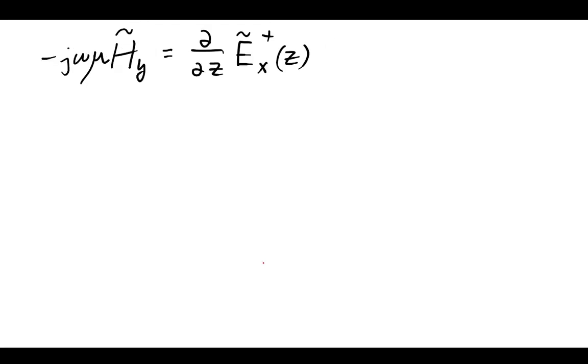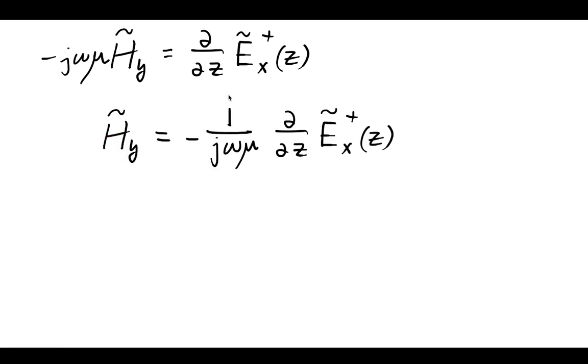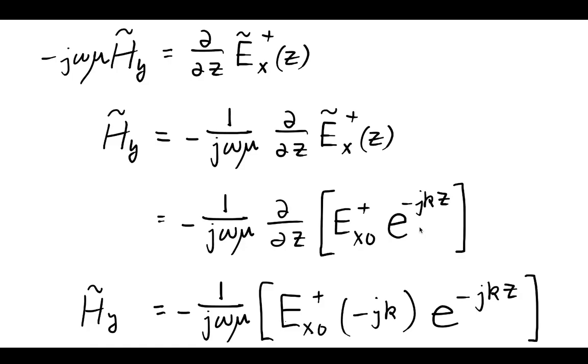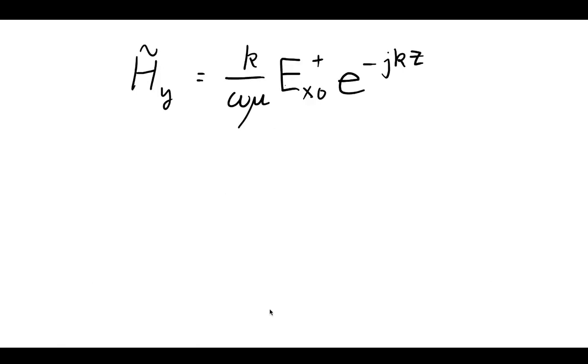So from here, let's do some rearranging. Let's get this over to this side. Let's take that partial derivative. Okay, so when we move that over and take the partial derivative, we plug in our knowledge of that equation, our forward traveling solution. We take that partial derivative, this minus jk comes out, and then we still have this minus 1 over minus j omega mu. Now let's see, some of those j's should cancel. We're left now with the h, right?